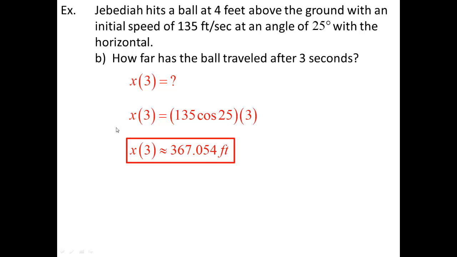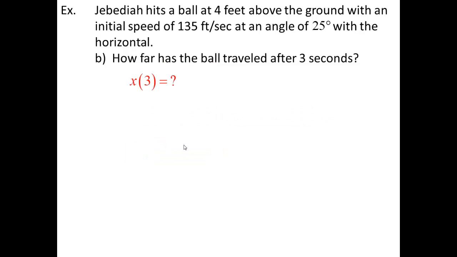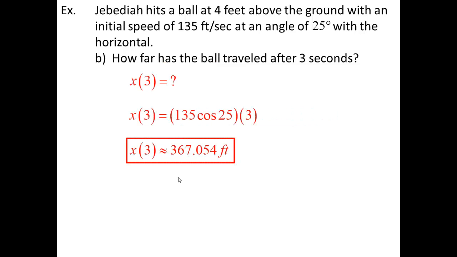So at 3 seconds, it's 367 feet downwind, and it was 31 feet high at that point. Now notice, it doesn't tell me whether the ball is rising or falling at that point, so it could be 31 feet on its way up, or it could be 31 feet on its way down. Based on the context, I'm 367 feet away. I'm going to guess it's probably on its way down by now.